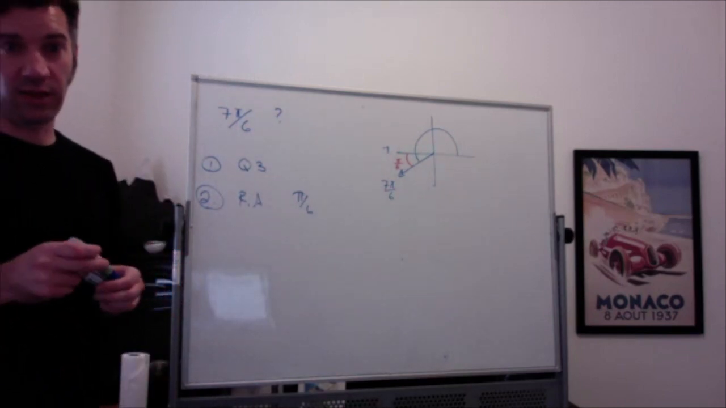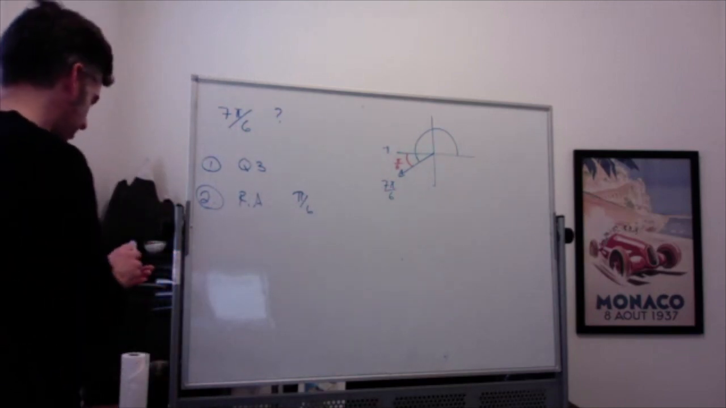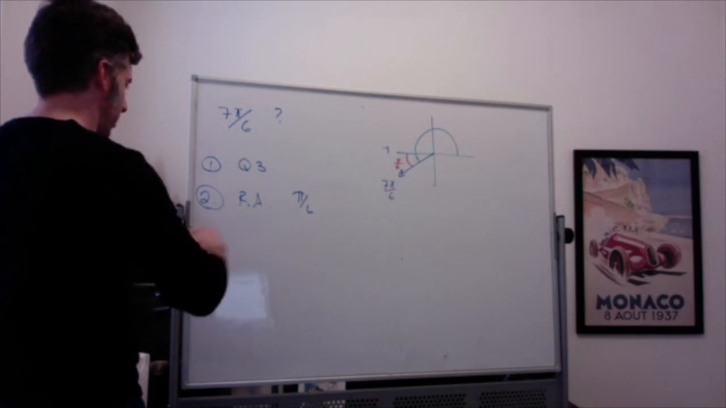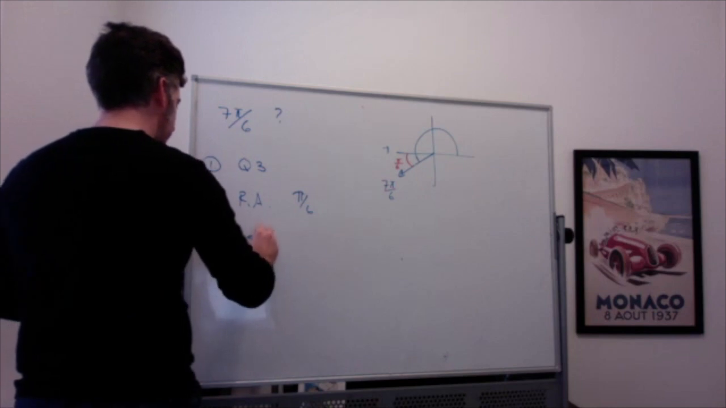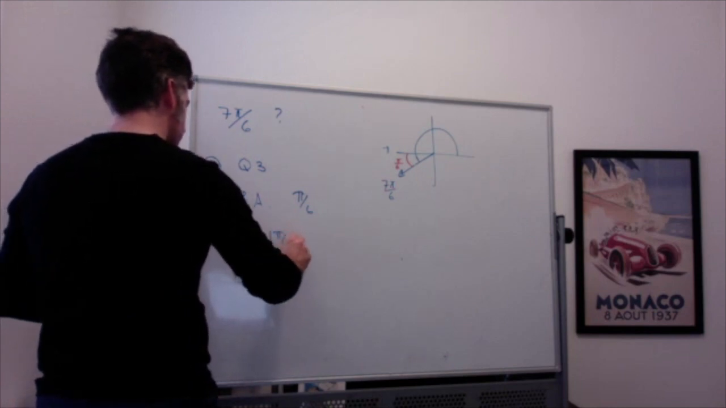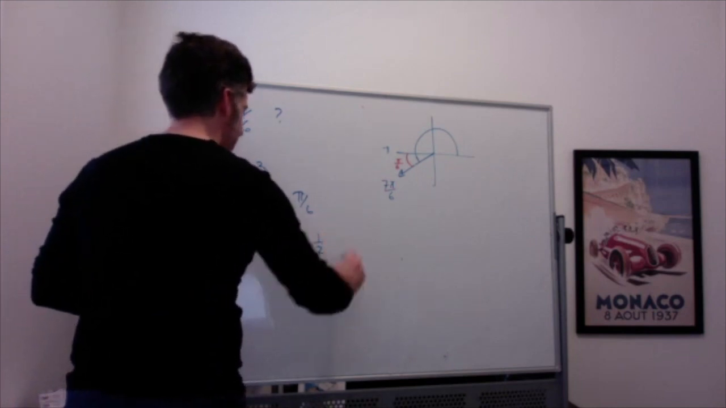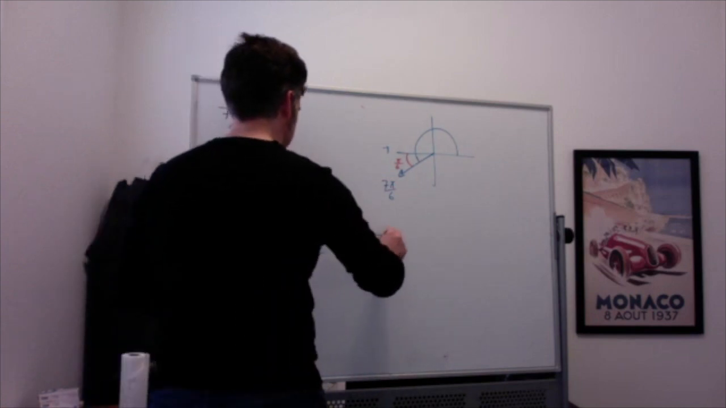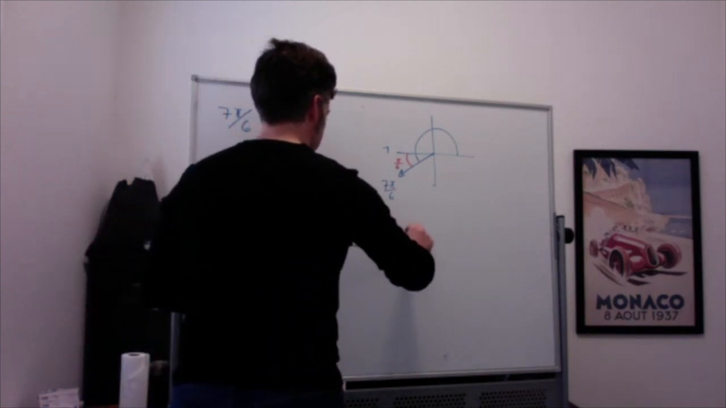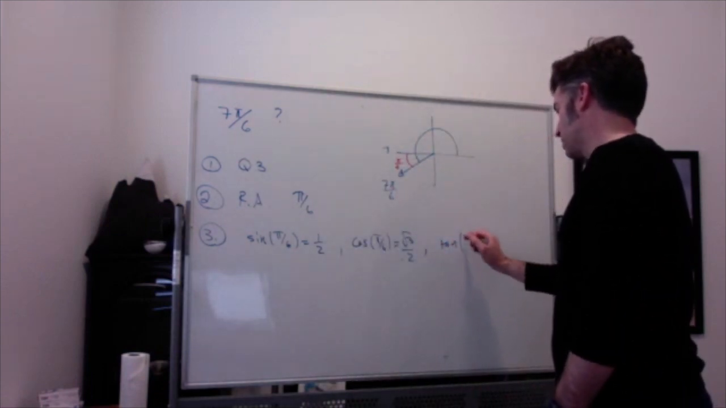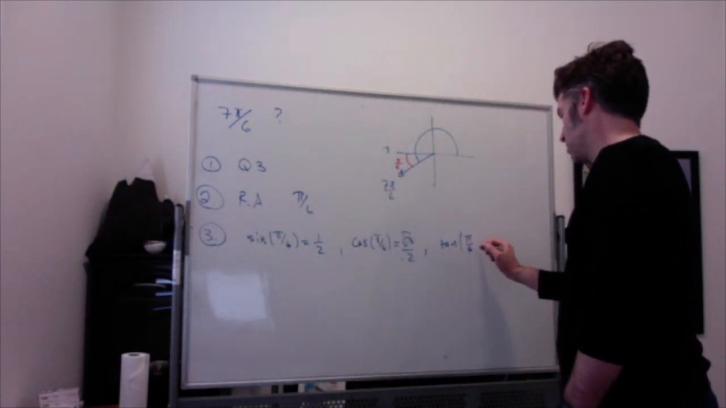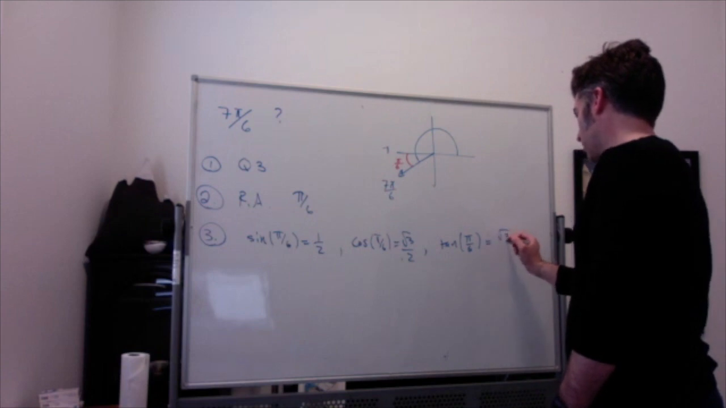All right, thing 3. And so, sorry, the question was to do sine, cosine, and tangent. I know that sine of pi over 6 is 1/2. Cosine of pi over 6 is root 3 over 2. And tangent of pi over 6 is root 3 over 3.